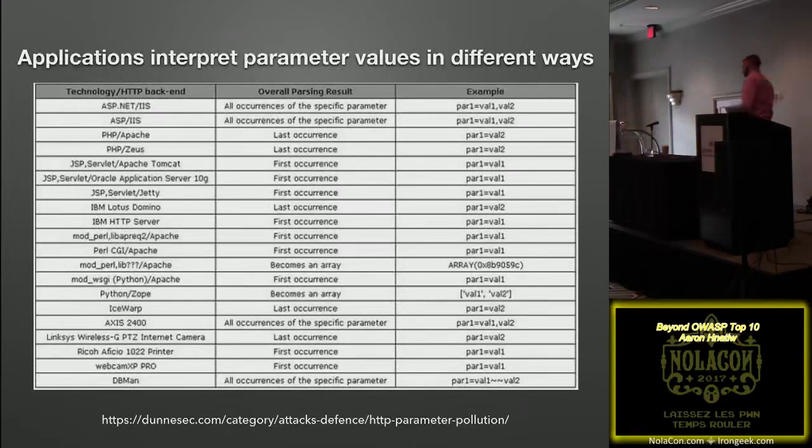So for example, ASP.NET concatenates them with a comma in between them. Python handles them as an array. I believe PHP takes the last one. And they'll cycle between first occurrence, last occurrence, concatenating them, creating an array, things like that. So each application technology handles parameters differently.